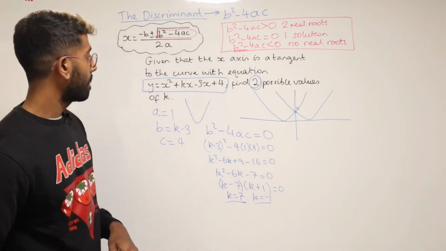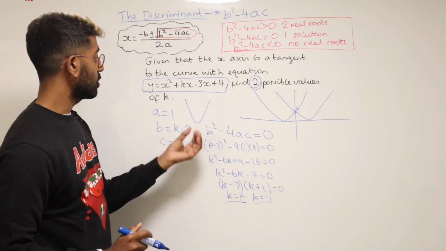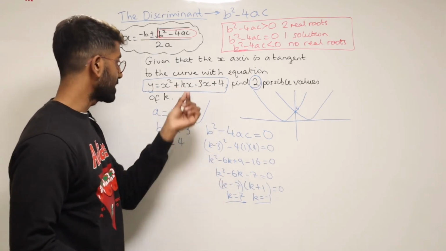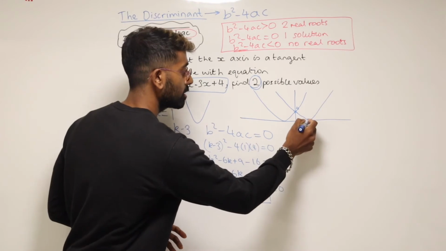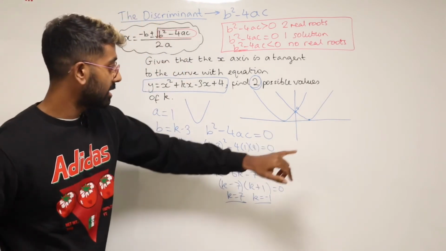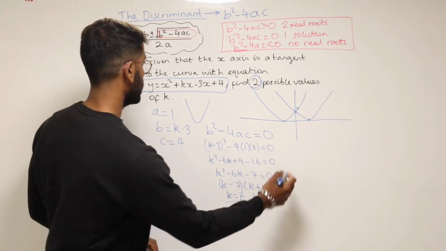So there we go. It seems like these are two values of k, and when each one independently is put into there, we'd get an equation that only touches the x-axis at one point. So maybe you can go and try that for yourself. Why don't we just substitute that in?